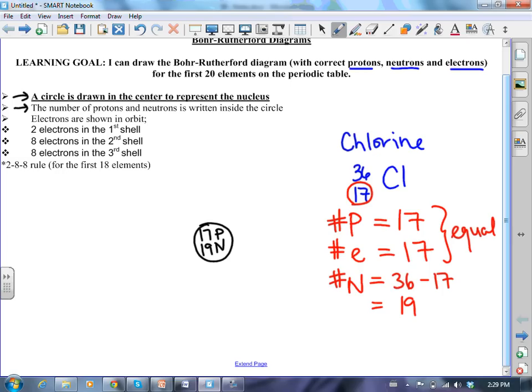Okay, you always have to write P and N to indicate which one's the protons and which one's the neutrons, and you get a mark for each one of those. Now we have to draw in our electrons, and we have 17 of those to draw in, so I'm going to draw those in green.